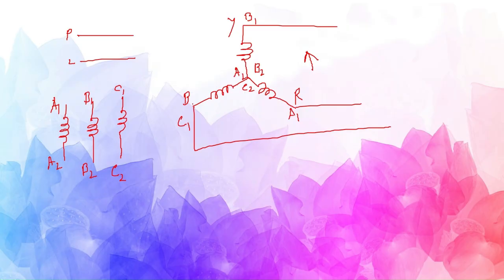So it means the three windings, if I short them here using a bar, then it will form this type of connection. This is called star connection, star is STAR. Another type of connection is called delta. In this we'll connect the three windings in this way.